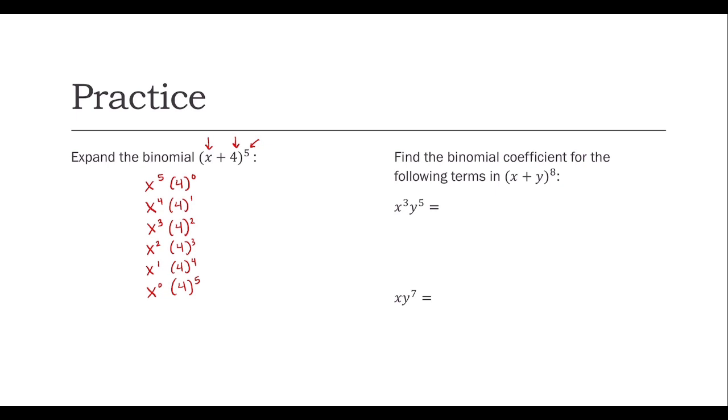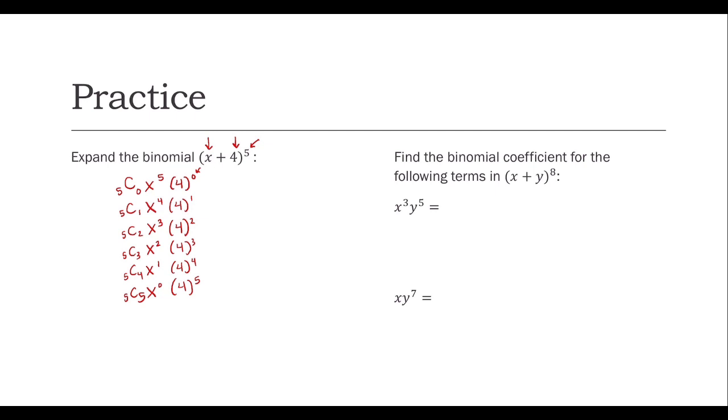Then the last thing we need to do is our combinations. So for this first one, we have 5 choose 0. So we'll use the exponent on the second thing. The second one will be 5 choose 1, 5 choose 2, 5 choose 3, 5 choose 4, 5 choose 5.